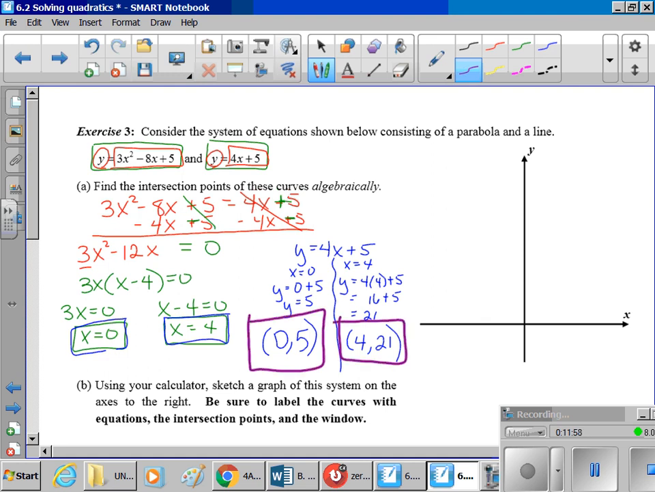So if you consider what this would look like on our graph, we would have something that looks like this, with the points 0, 5 and 4, 21. So this is what it would look like if we just sketched it out. Not really important to sketch it, just wanted you to have an idea of what it looked like.